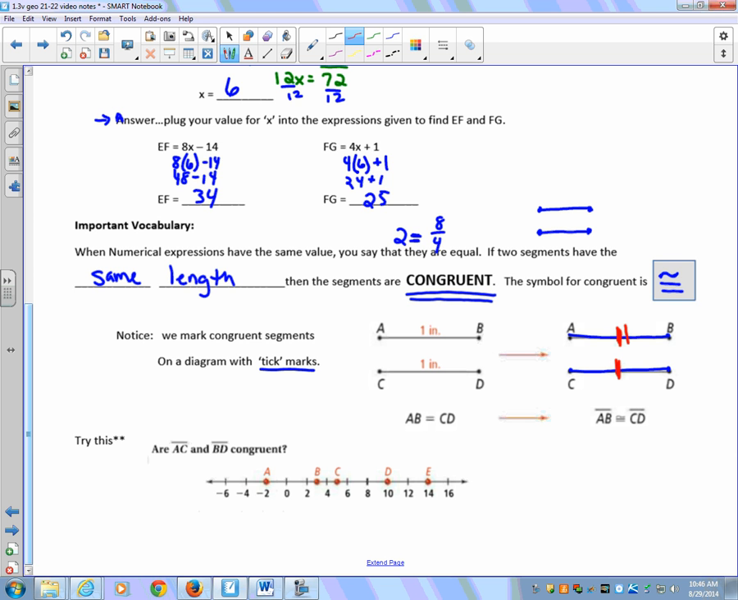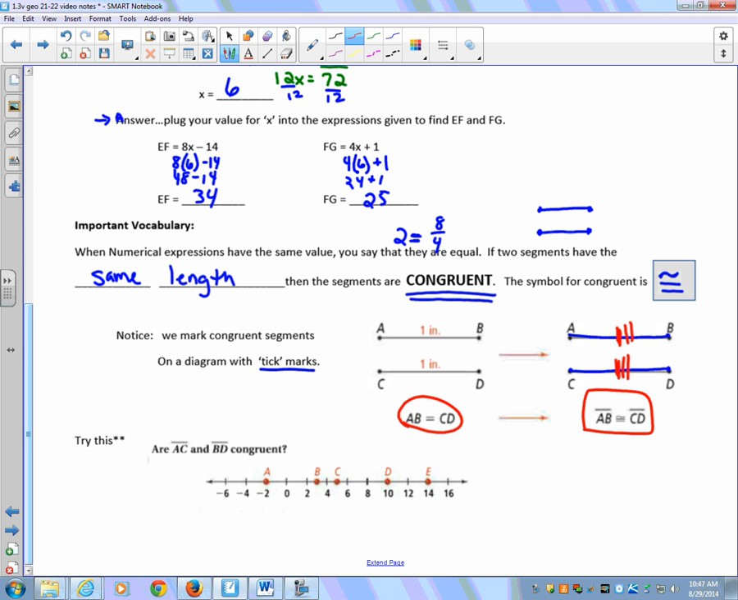Sometimes a double tick mark shows that they're the same, maybe even a triple tick mark, depending on your diagram. So if AB is equal to CD, in other words, their lengths are the same, have the same measure, then we could say they are congruent to each other as well.